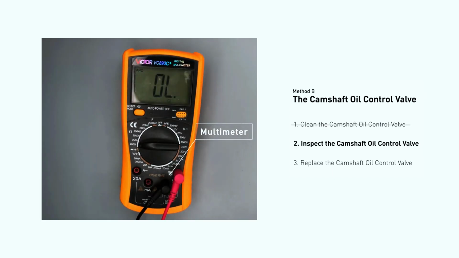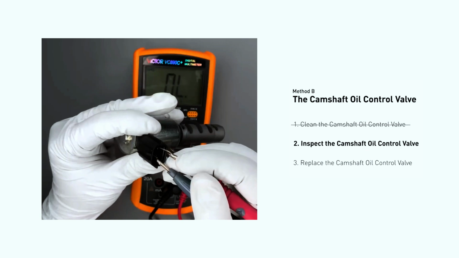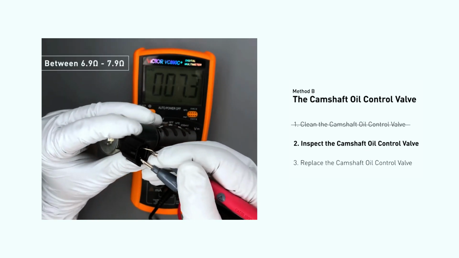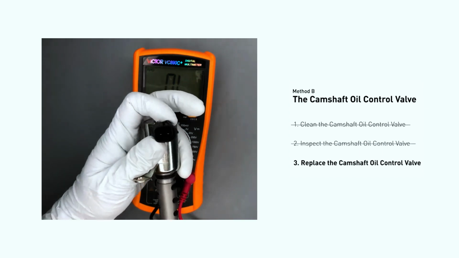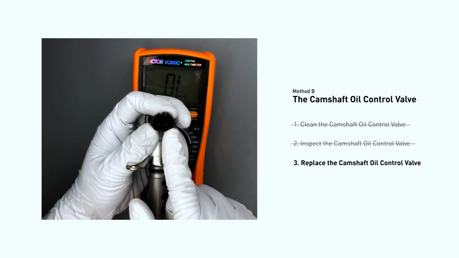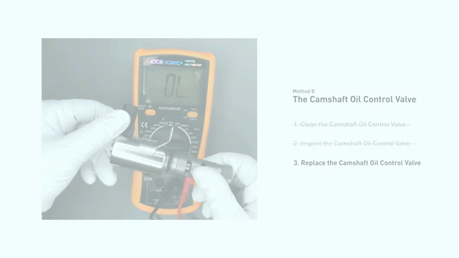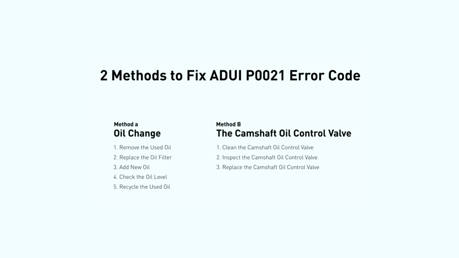In ambient temperature of 68 degrees Fahrenheit, the valve resistance is between 6.9 ohms to 7.9 ohms. If you do not get a reading, this indicates that the camshaft oil control valve is faulty and needs to be replaced. So here are two of the most practical solutions to fix Audi's P0021 error code.